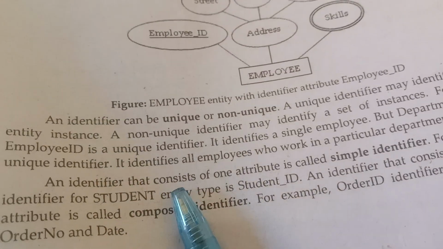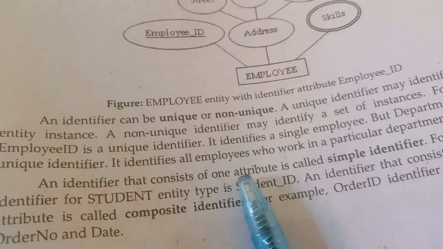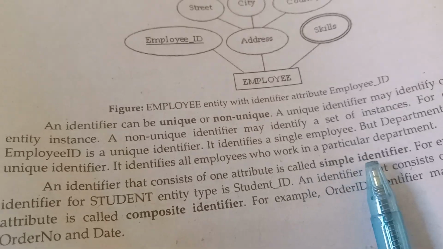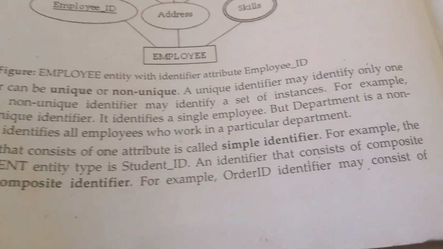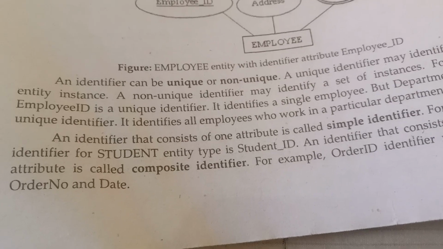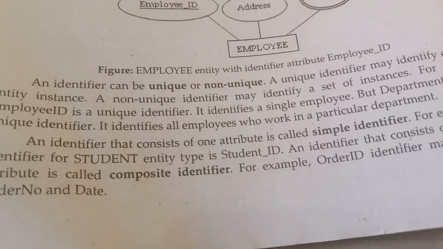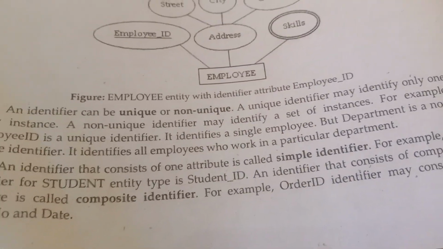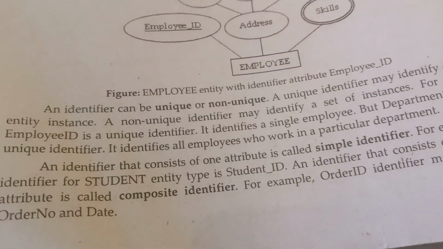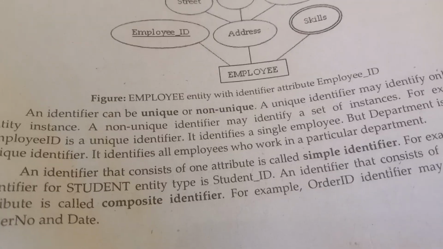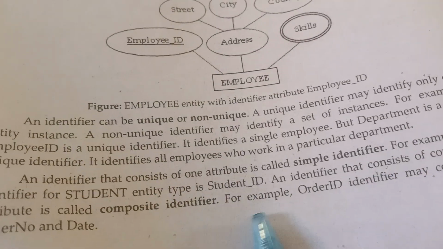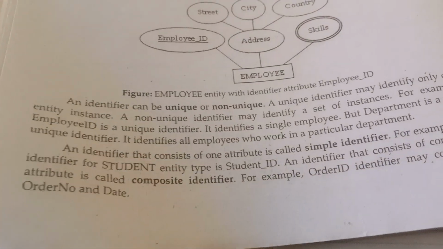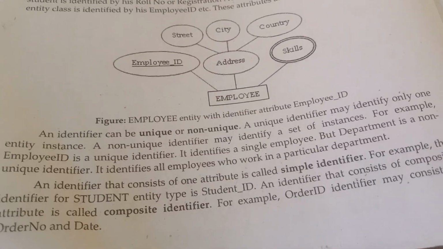An identifier that consists of one attribute is called a simple identifier. For example, the identifier for the student entity type is student ID. An identifier that consists of a composite attribute is called a composite identifier. For example, order ID identifier may consist of order number and date.